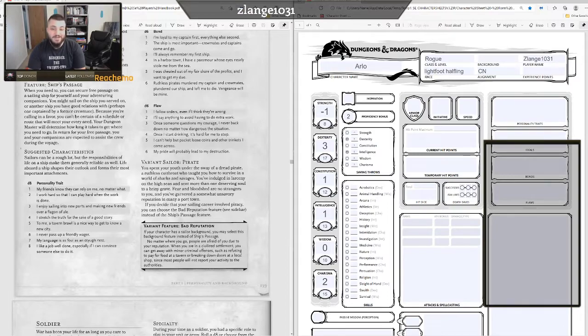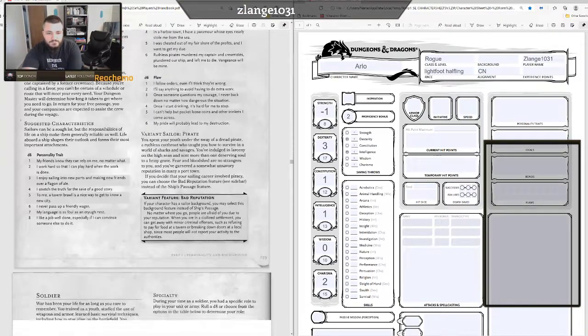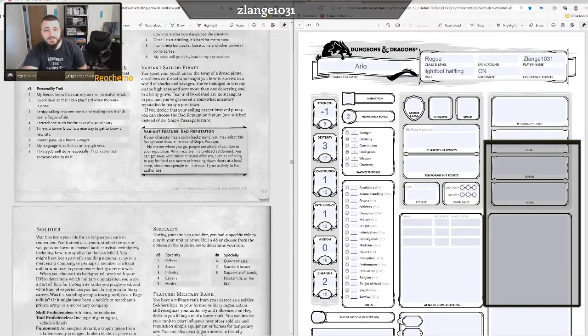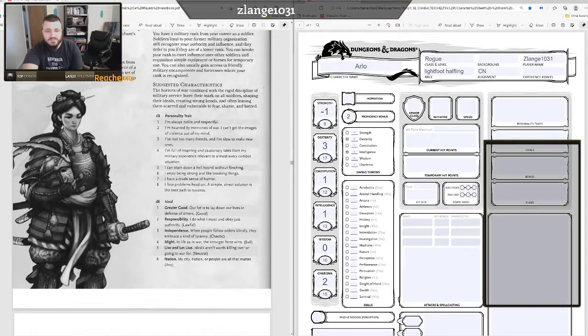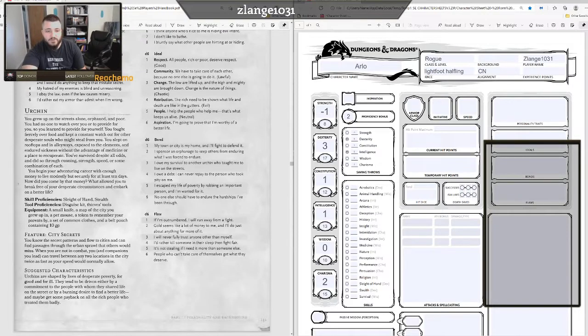That could be pretty fun. For probably more of a strong arm rogue. This isn't really a strong arm rogue. This is more of a manipulative rogue. So, great option. Maybe not for this character. Got your soldier, your basic soldier. Blah blah blah. You fight forever.